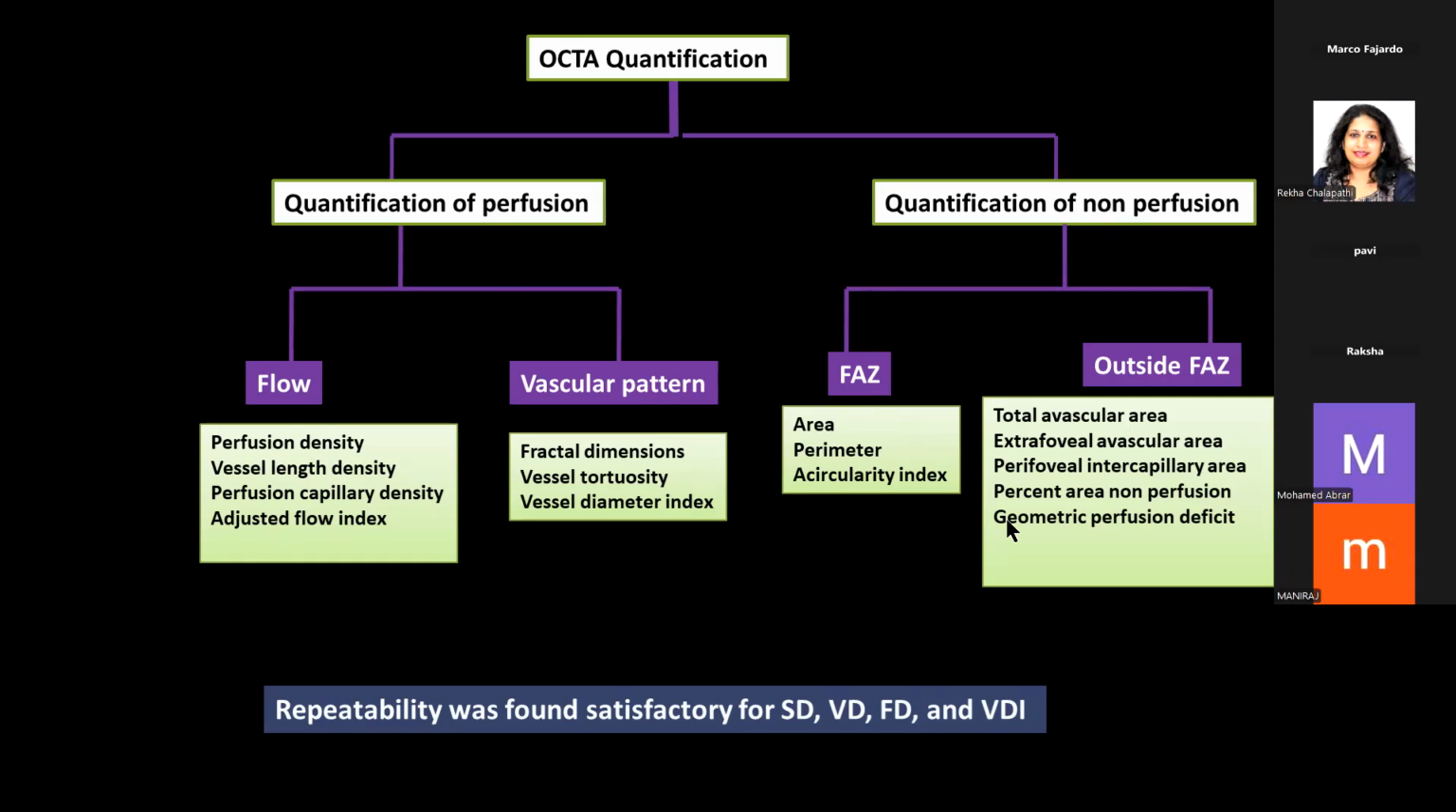Then you tend to look at the intercapillary area. Then there is something called geometric perfusion deficit. There are various quantitative metrics you can assess with the OCTA, and some tend to correlate with the severity of diabetic retinopathy also. But not all these indices are repeatable consistently. Most often, what we know as skeletal density, vessel density, fractal dimension, and vessel diameter index are some of the parameters which can be easily repeated in an OCTA.